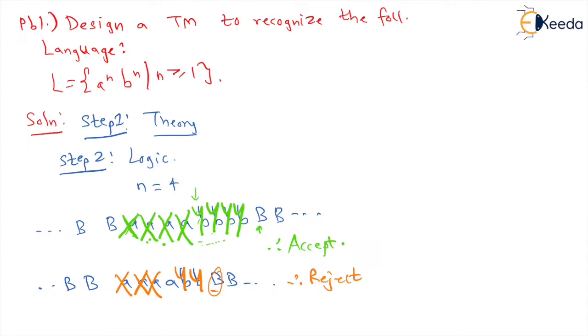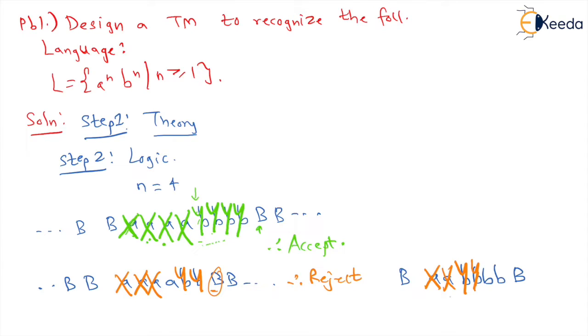Similarly, let's consider one more example. The input is A, B, B, B blank. Over here I say for first A make it as X, first B make it as Y. First A make it as X, first B make it as Y.